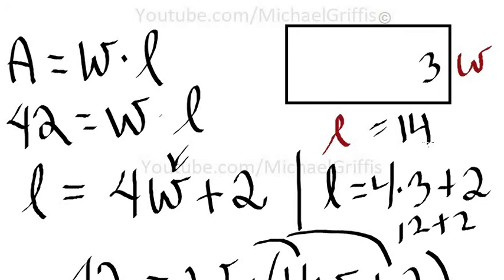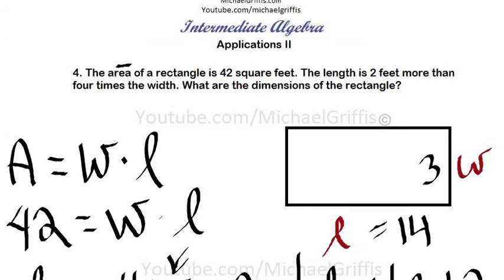If the width is 3 and the length is 14, the length is 2 feet more than 4 times the width, right? 4 times 3 is 12, and then 12 plus 2 is 14, so there you go.